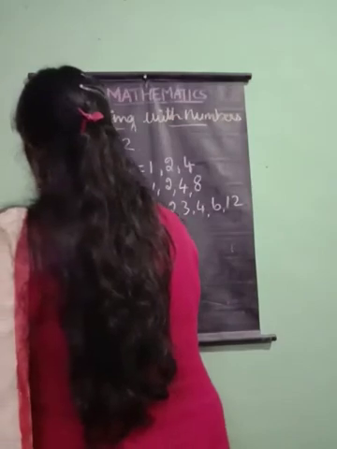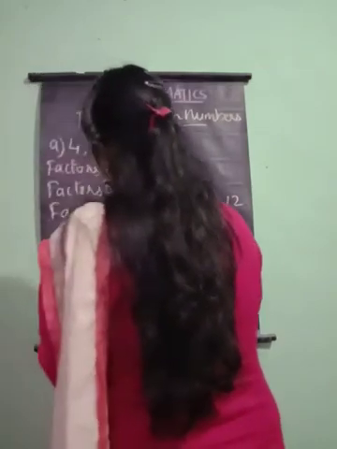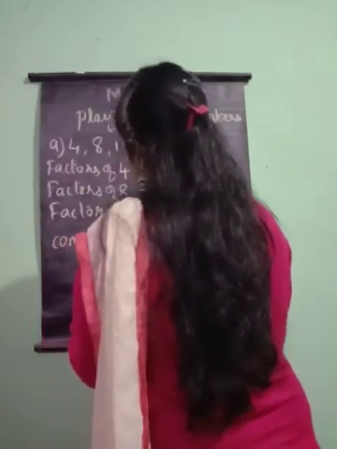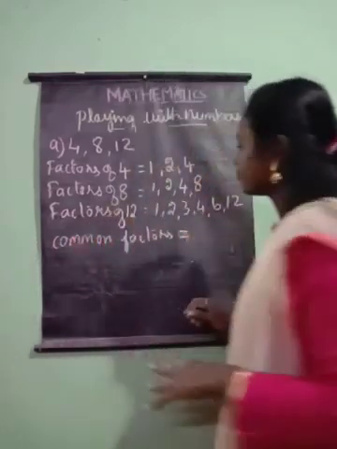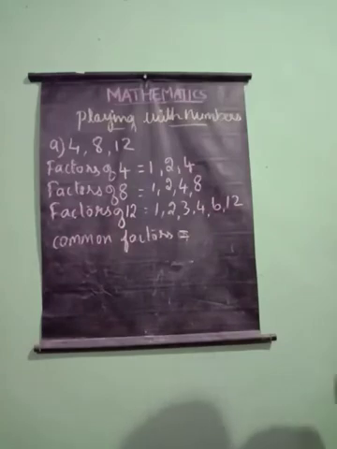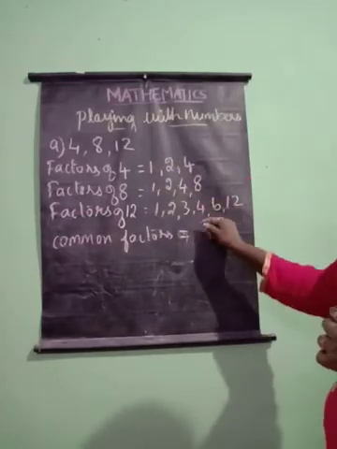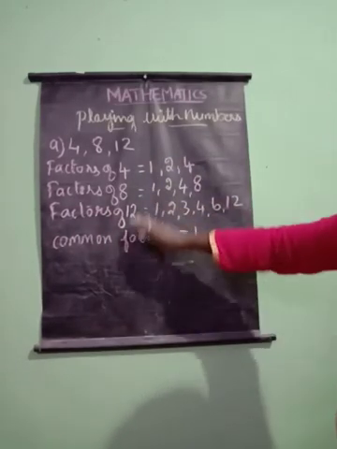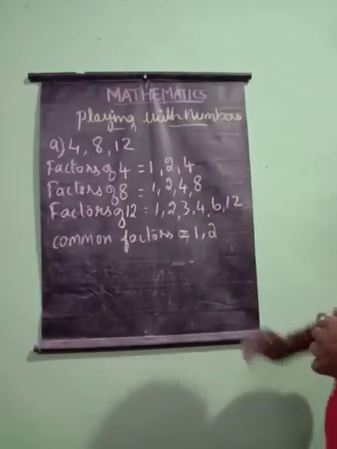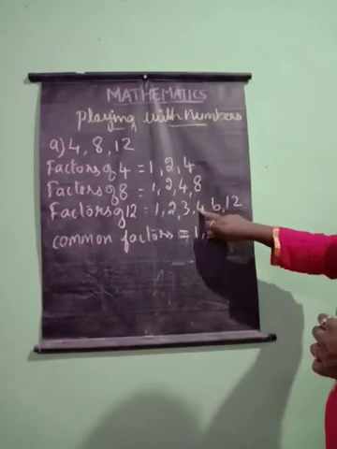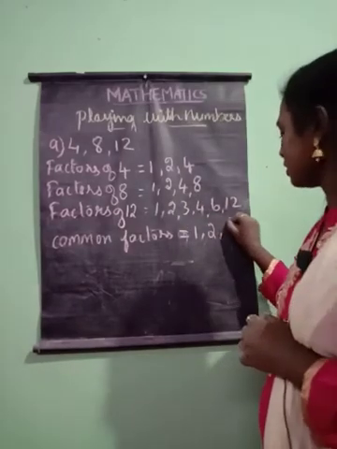Okay, now let us write the common factors. Which are the common factors now? We can see 1 is present in all 3 numbers, then 2, then 4. In all 3 numbers 4 is also present, so 4.